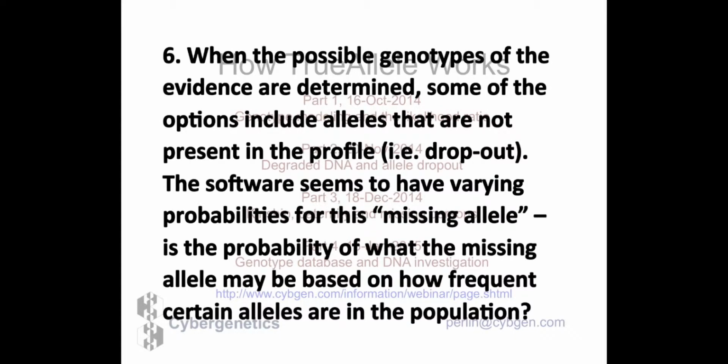The next question is a bit longer. It asks, when the possible genotypes of the evidence are determined, some of the options include alleles that are not present in the profile, i.e. dropout. The software seems to have varying probabilities for this missing allele. Is the probability of what the missing allele may be based on how frequent certain alleles are in the population? The answer is yes and yes.